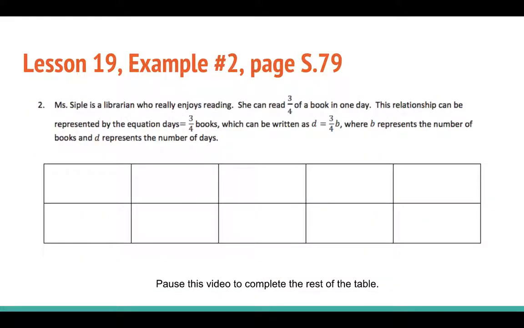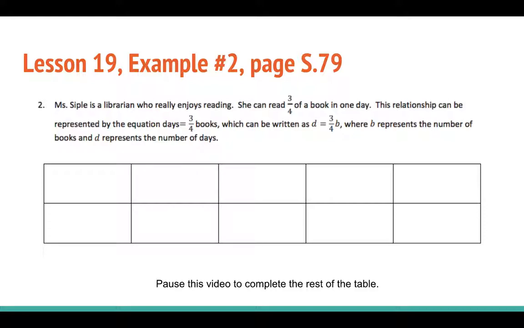Okay, so Miss Sipple is a librarian who really enjoys reading. Oh, sorry guys, by the way, that's example number 2, page S79. Miss Sipple loves to read. She can read 3/4 of a book in 1 day. I have a feeling that some of you can probably beat Miss Sipple and finish 1 book a day. So this relationship can be represented by the equation days equals 3/4 books. That just means 1 day equals 3/4 of a book.